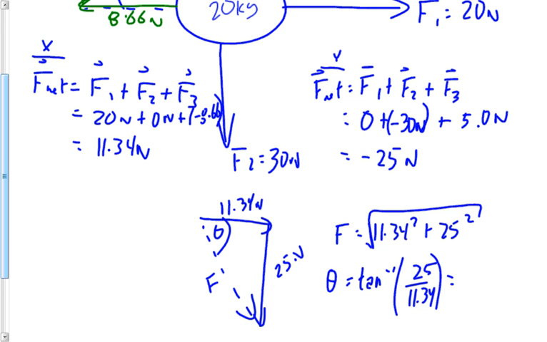What do we get for the force there? 27 newtons. And what do we get for the angle there? It's the inverse tan of 25 over 11.34. 66 degrees. 66 degrees south of west, right?